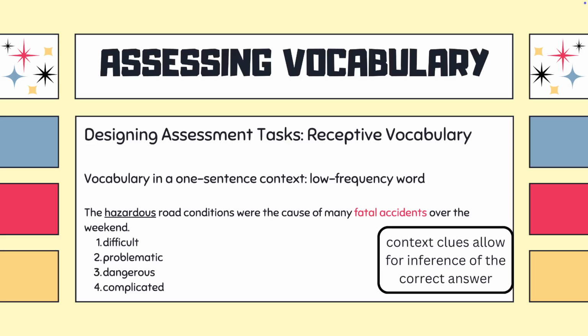Okay, next one. This is one that's in context, and this is a low frequency word. Now, there could be some arguing here whether this is reading or vocabulary, and in all honesty, it's both, but we're still focused on an individual word, so we'll call this a vocabulary item. Now, the word that we want them to know is hazardous, but this is a low frequency word, and so if you haven't asked them to memorize it, then you need to have context clues so that they can make some inference. So you can see the words that are in red, fatal accidents, that will allow students to be able to guess what hazardous means.